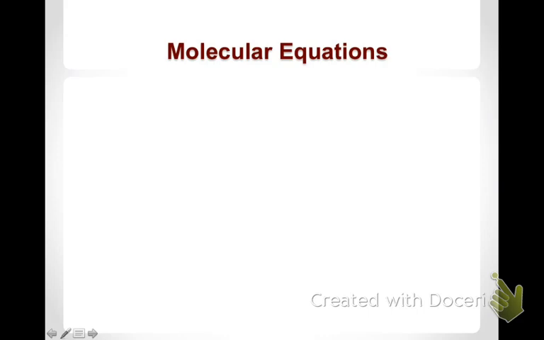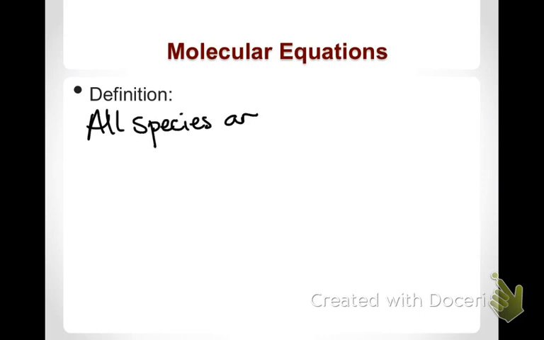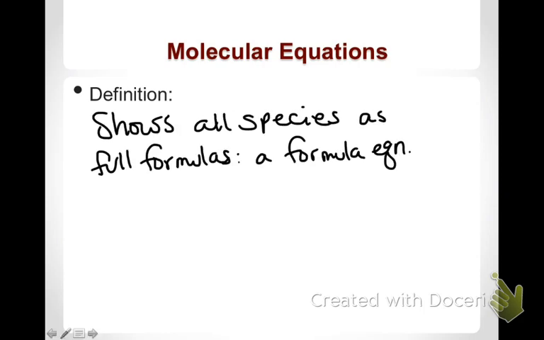Okay, so let's quickly talk about three different types of equations. We have molecular equations, and this is all meant to help us write what's called a net ionic equation. And so we start with our molecular equations. In a molecular equation, all species are written as full formulas, so it's a formula equation.